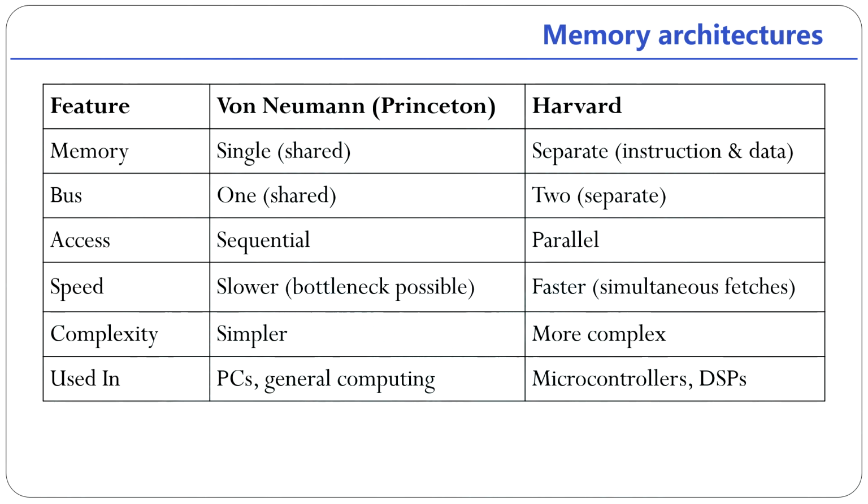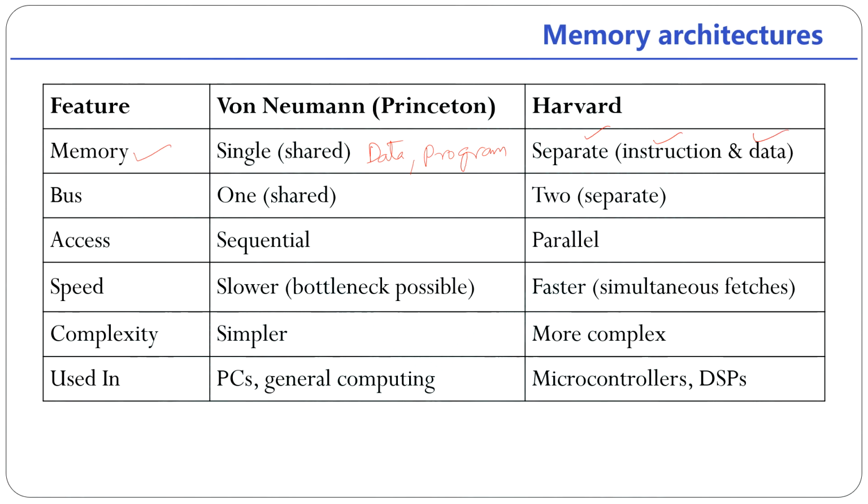Coming to the differences between von Neumann and Harvard architecture, the first feature is memory. In the case of von Neumann, the memory is shared for both data and program. So a single memory is available, and both are on a shared basis. Whereas in Harvard architecture, a separate memory is provided for instructions as well as data.